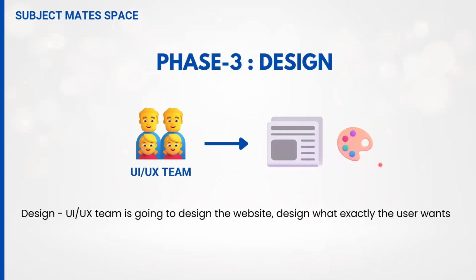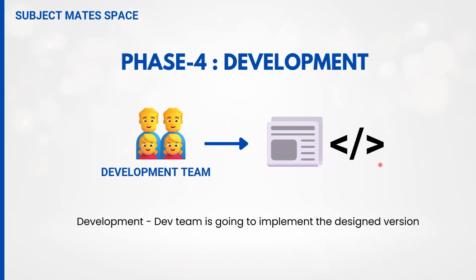After this UI UX design, it would again go through a review process with the client, and after the client confirms it, we start the development, where they're going to give, what we say, life to the design. So the dev team is going to implement the design version.